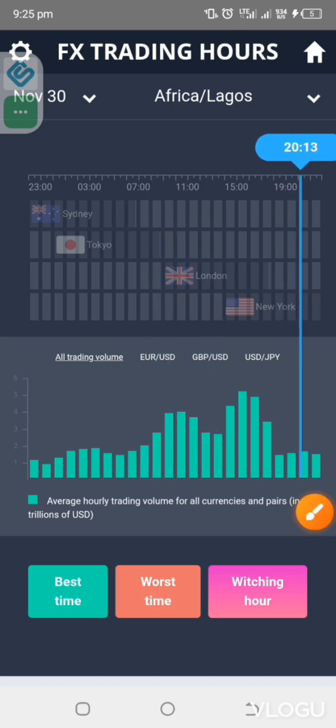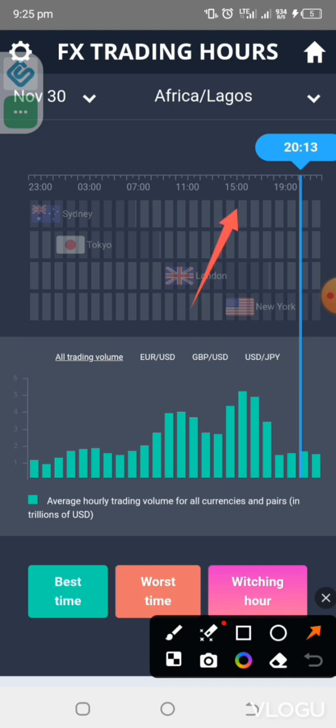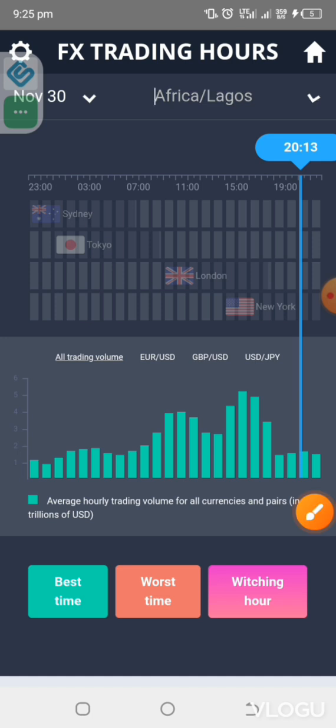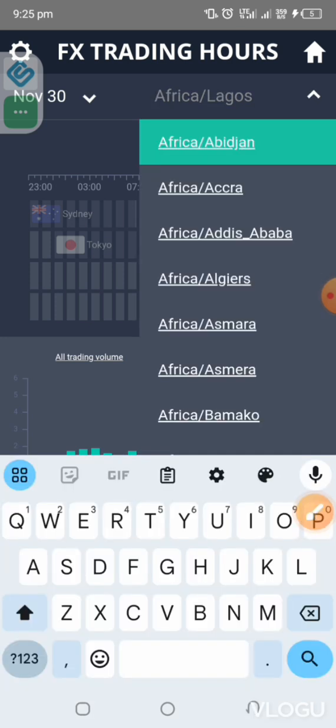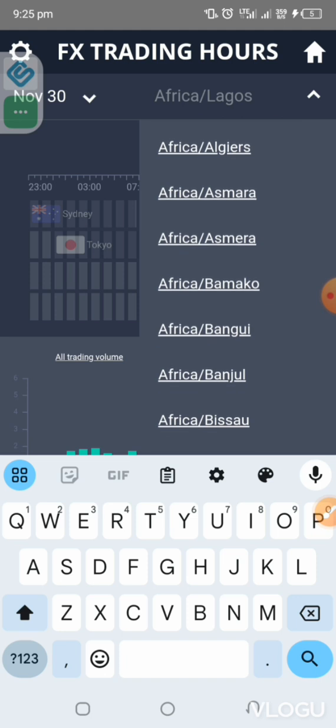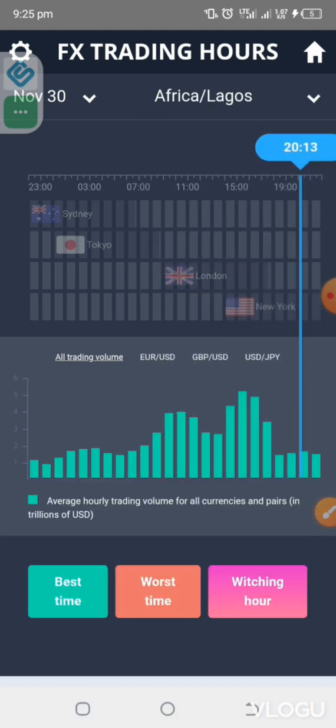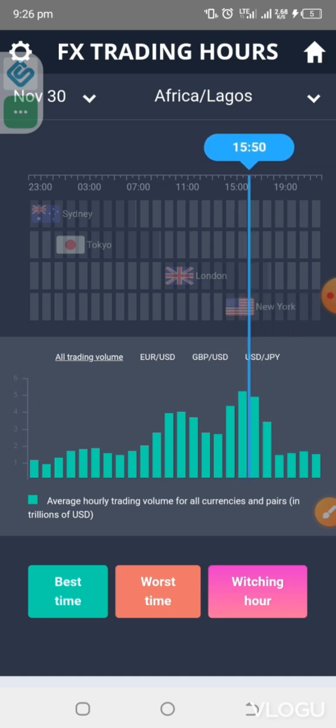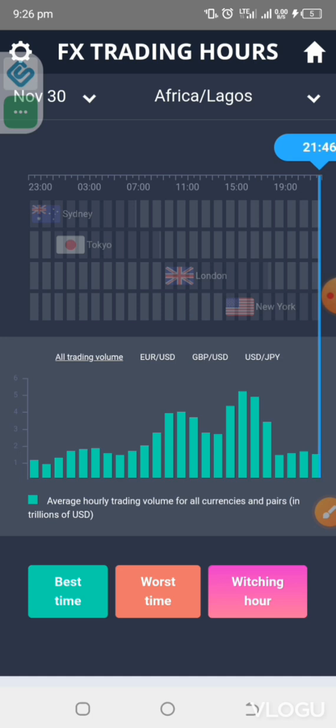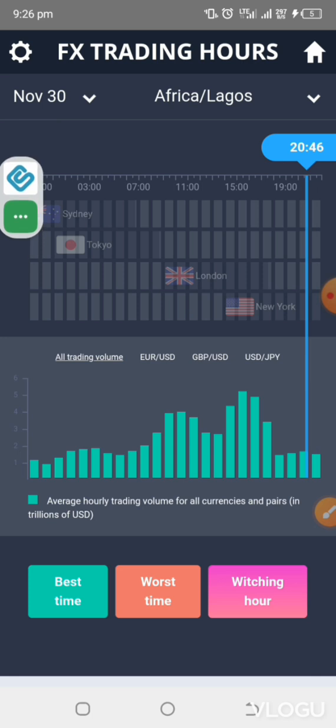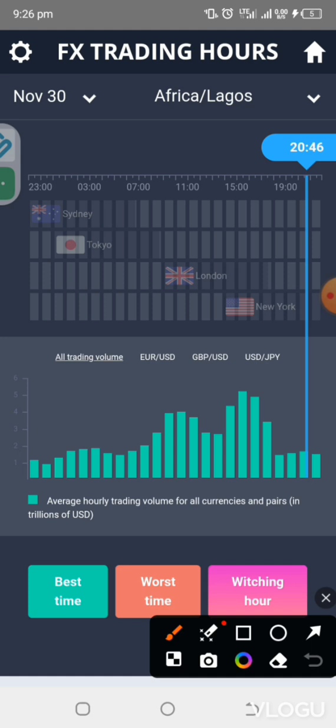So it is based on your country time. The first thing you need to do is go to this arrow that is here and click it. Then you first change to your country time zone. Like for me, I'm in South Africa, so that's why I choose this African time zone. When you choose the time zone, this timer here will use your own time zone.